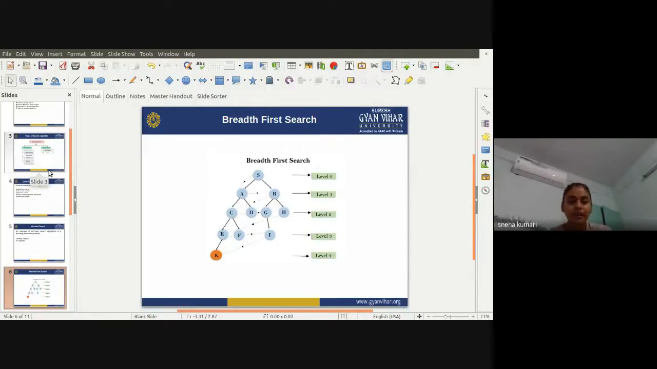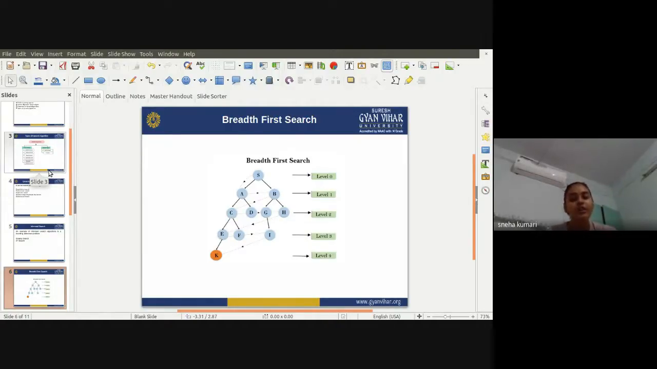Here there are two paths, G and H. So again it inserts G and H from the rear side of the queue. What is the current status of the queue? B is on the front, after that C and D are available, and now G and H are also available. As G and H are inserted properly, it means that B is properly traversed. So B is marked as traversed and removed from the queue. Now C is on the front of the queue.